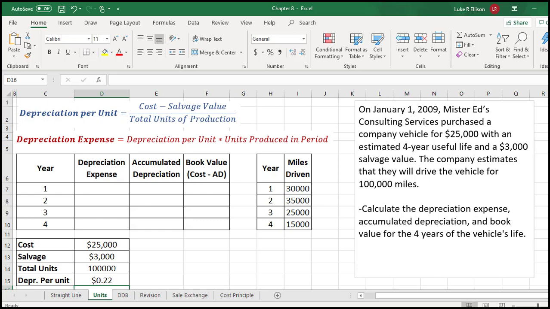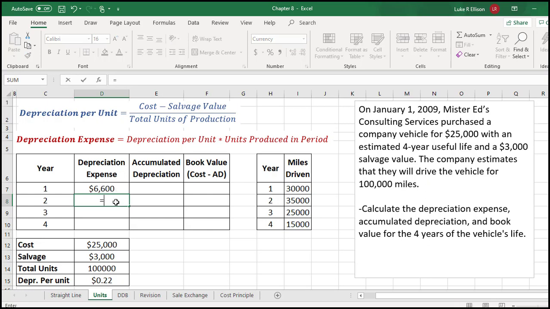The next thing we can do is calculate the depreciation expense for each year. And we'll do that using this formula, where depreciation expense is equal to depreciation per unit, which is 22 cents, multiplied by the units produced in that period, which in this case is going to be the miles driven. So for year 1, we take the depreciation per unit, which is 22 cents, multiply that by the 30,000 miles, which gives us a depreciation expense of $6,600.